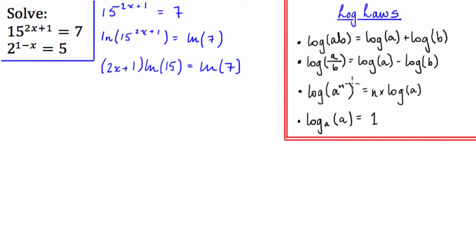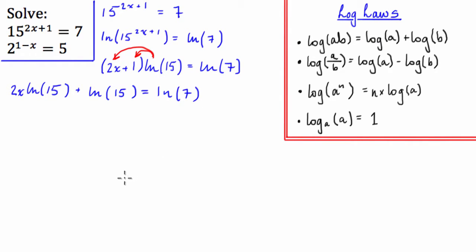Basically, the logarithms enable me to bring the power down and use it as a coefficient in front, which is quite a handy little trick. So from here, what am I going to do? I'm going to multiply my ln 15 into the bracket. So I'm going to have 2x ln 15 plus ln 15, because 1 times ln 15 is just ln 15, is equal to the natural logarithm of 7.